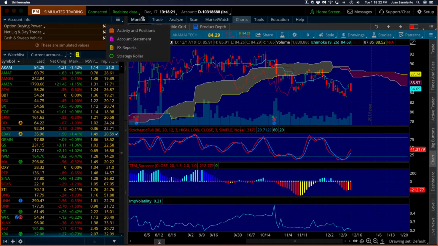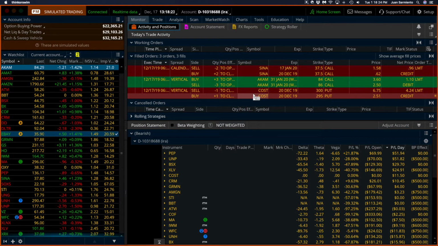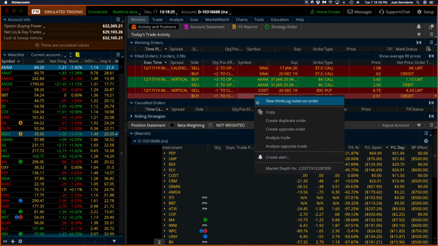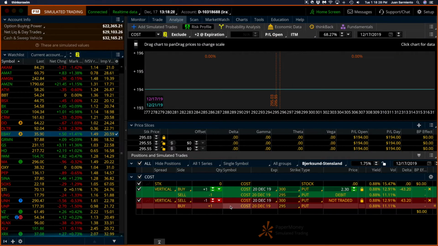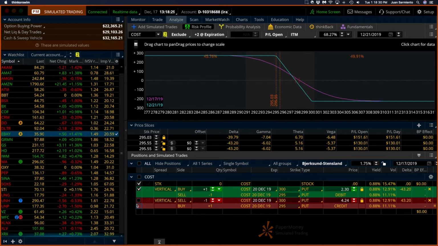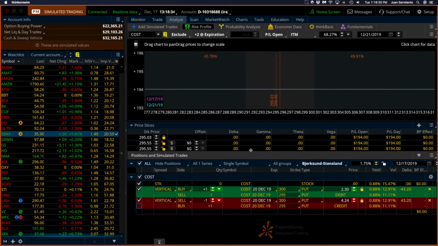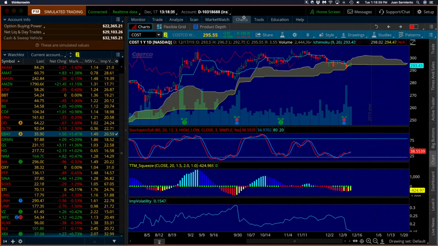So, okay, Costco, I think this was a closing trade. Yes. So here is the vertical. It's a short vertical, and I just got out of the trade for a profit of $194. Let's take a look at the chart. Good thing because the stock bounced further today. All right. Let me see. Oh yeah.